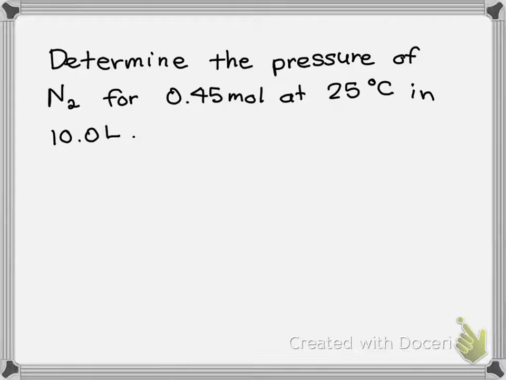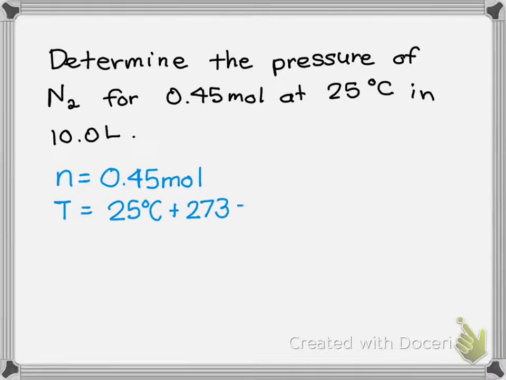So this question says, determine the pressure of nitrogen for 0.45 moles, that's n, the amount, at 25 degrees Celsius. Remember, no matter what the gas law, you have to be in Kelvin. So that's add 273, and in 10 liters. That's our volume.